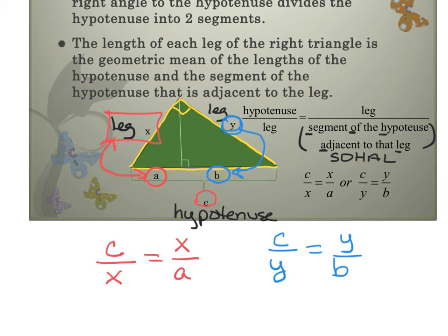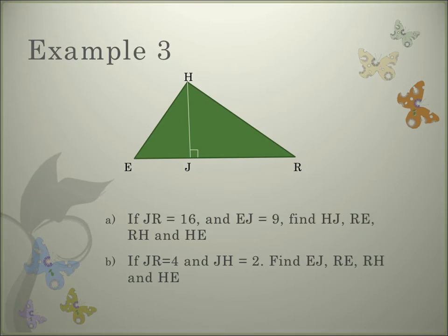Everybody ready? All right, so I'm going to only do part A first. I'm going to label my picture based on my given. So JR is 16. Is that showing up? Let me do it in black, I guess. 16. And then EJ is 9.